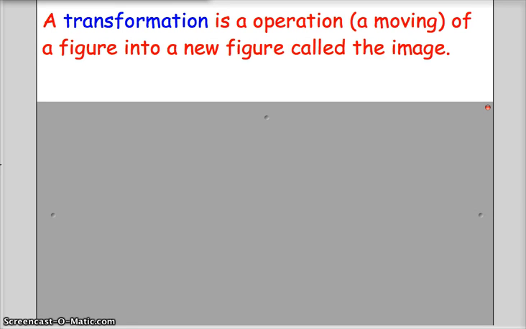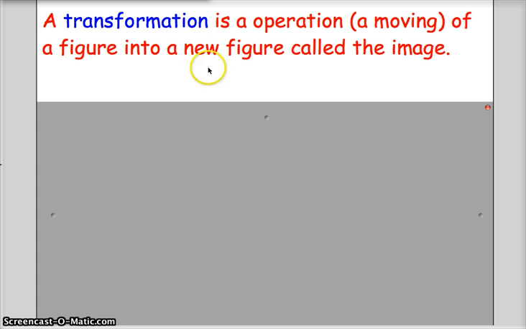First of all, what is a transformation? A transformation is an operation or a moving of a figure to a new figure called the image. And when I see the word transformation, it makes me think of the word Transformers. So like Optimus Prime and Bumblebee and those kind of guys. And that works out really well because in Transformers, they are still the same character the whole time. They may be in a different spot or kind of sound a little bit different, but it's still Bumblebee, it's still Optimus Prime the whole entire time.